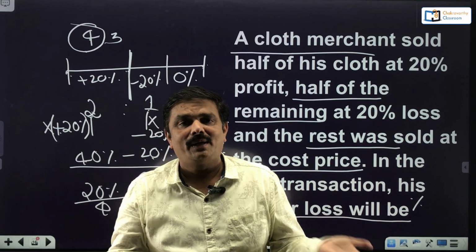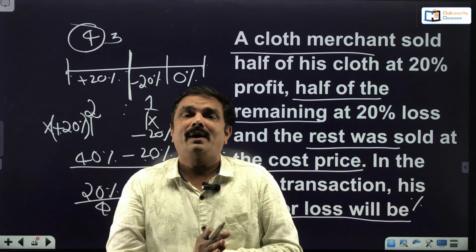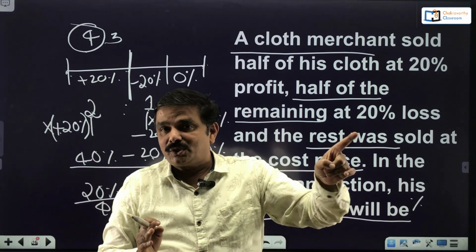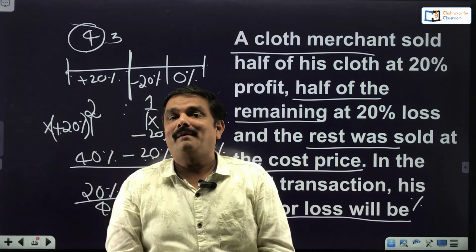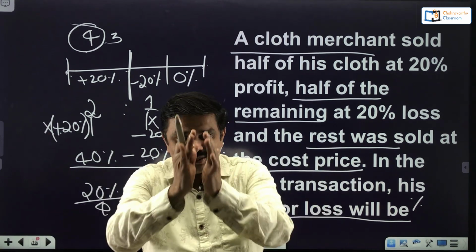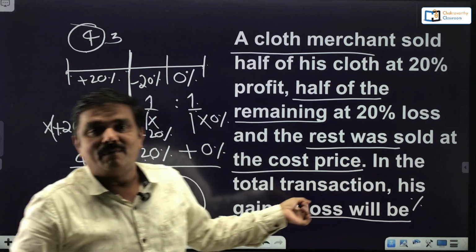Simply what we are doing here, we are going for the weighted average method, and we are just dividing the cost price into ratios. In the first question, the ratio was given directly. Here I made the ratio conveniently, isn't it? I just made the ratio. After that we went for this.